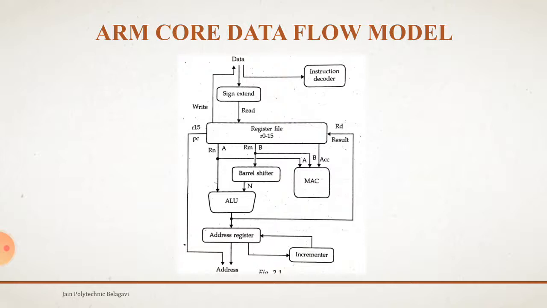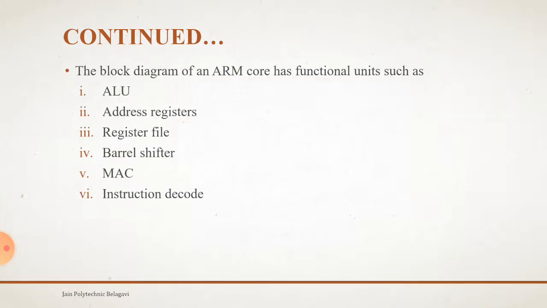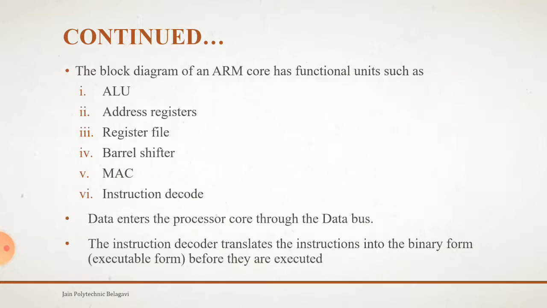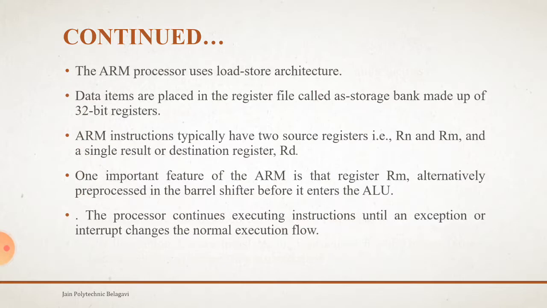Next, ARM Core Data Flow Model. The block diagram of an ARM core is shown, which has some functional units such as ALU, address registers, register file, barrel shifter, MAC and instruction decoder. Data enters the processor through the data bus. The instruction decoder translates the instruction into the binary form before it has been executed.